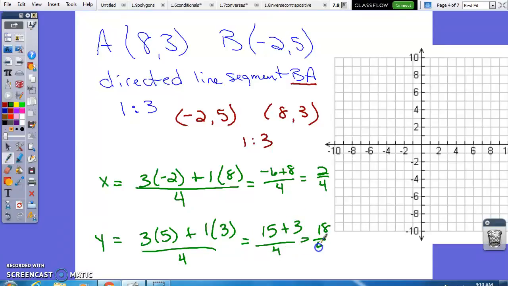So my point I'm looking for here becomes, let me write it down here, 1/2 is my x value, and my y value is 4.5. So that would be the point that would divide that segment into a ratio of 1 to 3.